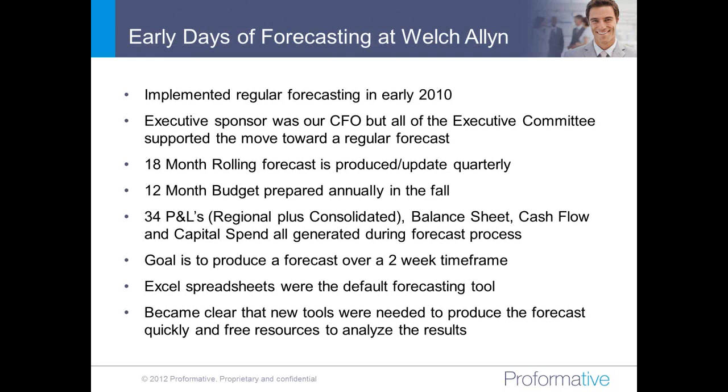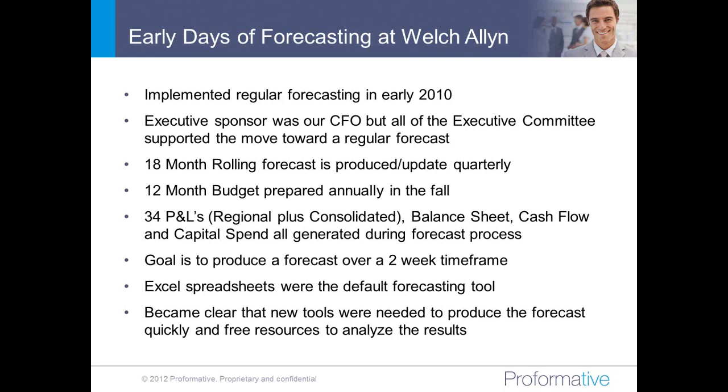We forecast about 34 P&Ls. One's consolidated and the rest are all regional throughout the world. We also forecast a balance sheet, a cash flow, and a capital plan each quarter. And then once a year we produce a 12-month budget, which ends up being just an extension of that forecast at the time. And that's where we are right now. Our latest forecast that we did in September is the basis for our 2013 budget.